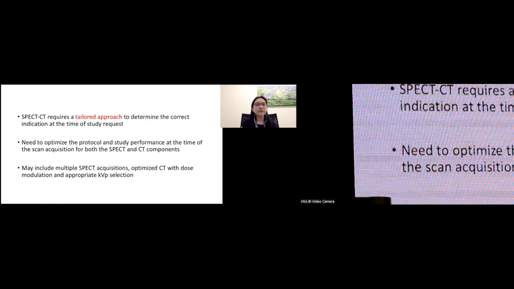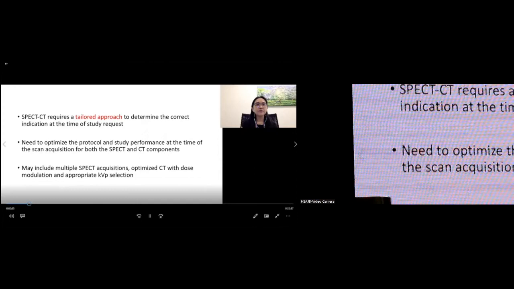Of course, it requires a tailored approach to determine the correct indication at the time of study request. And we need to optimize the protocol and study performance at the time of the scan acquisition for both the SPECT and CT components. This may include multiple SPECT acquisitions, optimized CT with dose modulation, and appropriate kVp selection.